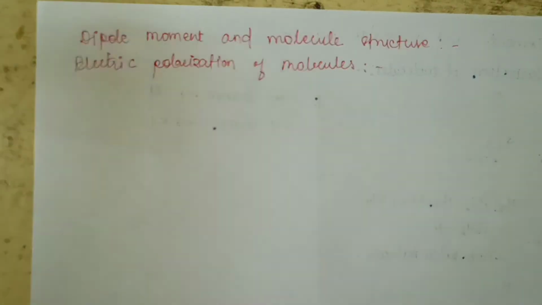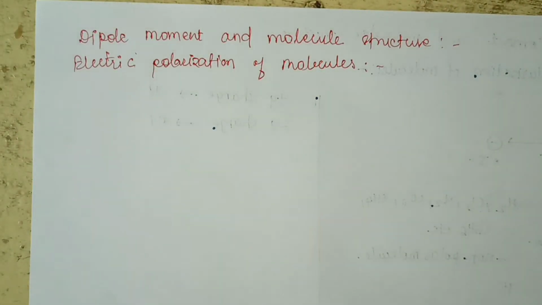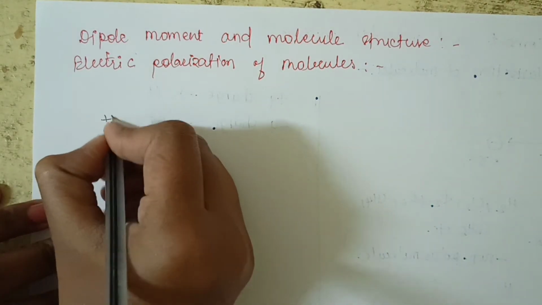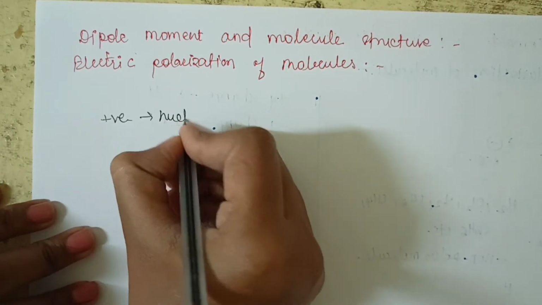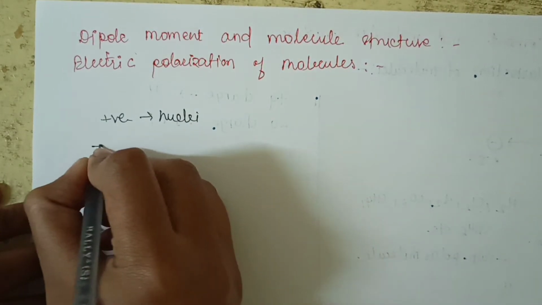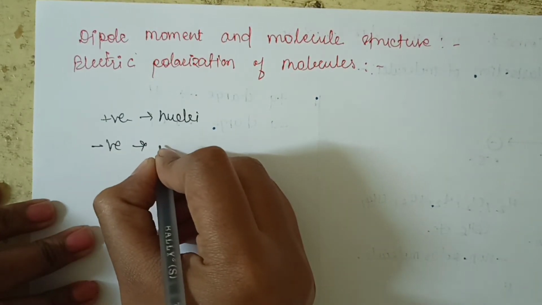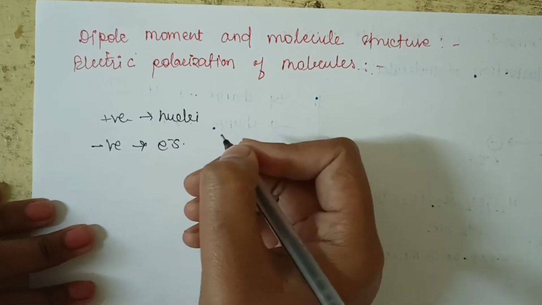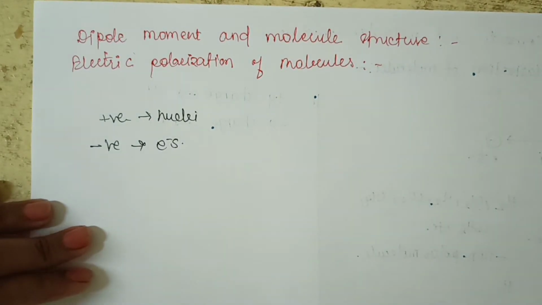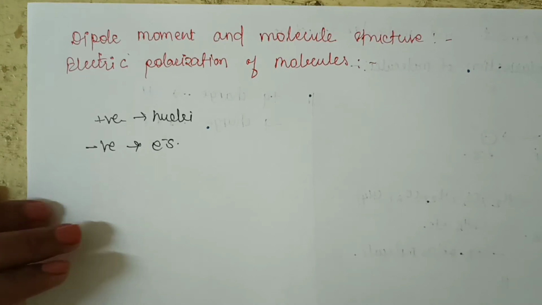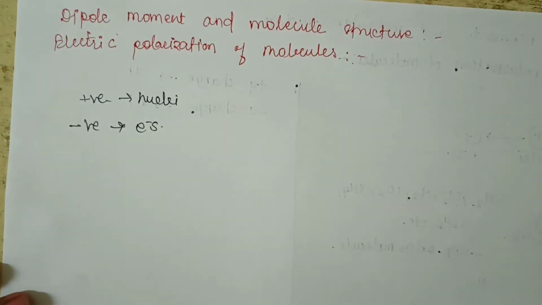The first topic is electrical polarization of a molecule. What is polarization? Polarization means there is an unequal distribution of electrons. All of you know that molecules are composed of positively charged nuclei and negatively charged electrons. The structural arrangement of these nuclei and electrons is different in different molecules.